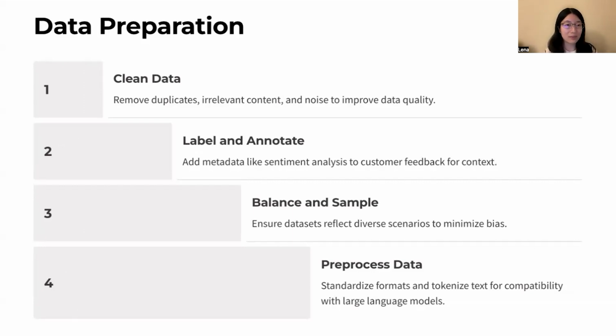There are 4 steps: clean the data, label and annotate, balance and sample, and pre-process the data. In large language models and GenAI, label and annotate can be more challenging. The reason is that in large language models and GenAI products, there could be lots of data in the form of free text, and free text is less structured. So it takes more effort to label and annotate. However, right now, we can also leverage the large language model to do this process more effectively with high quality.